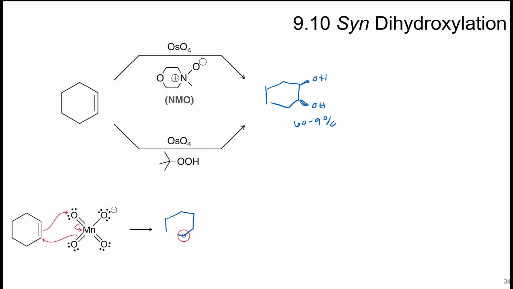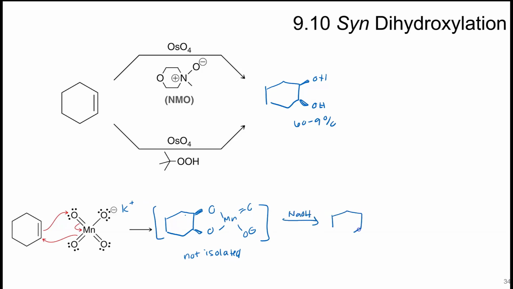You can also use potassium permanganate, or KMnO4. This is an intermediate that is not isolated. Once we add sodium hydroxide to that, you get the diol in 85% yield. So this guy is expensive, which is why we might want to use the KMnO4, and you can use milder conditions.